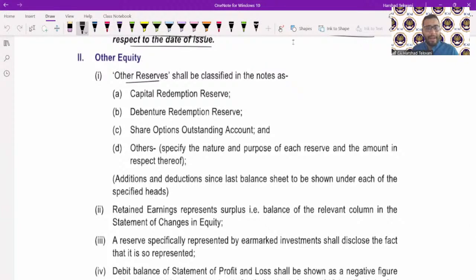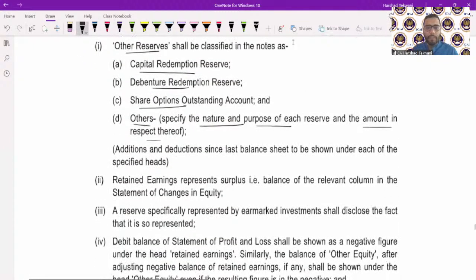Like what other reserves you are going to disclose in other equity, such as CRR, debenture redemption reserve, share options, or any other reserve. You need to specify the nature, purpose of each reserve, and the amount in respect thereof. Also, you need to show additions and deductions since the last balance sheet, a reconciliation that is already present. We saw it in other equity, but still you need to show it separately. Let me show you one example for this schedule.